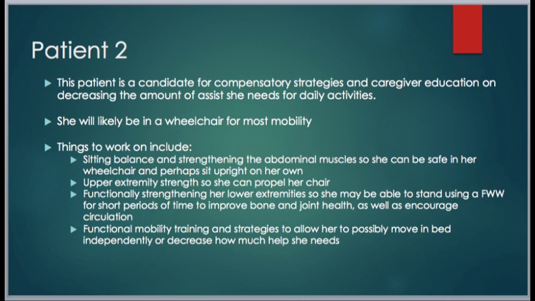You're going to want to functionally strengthen the lower extremities so she may be able to stand using a walker for short periods of time. Although she's unlikely to ever stand independently, we do know that weight bearing on the lower extremities will improve bone, joint, and health, as well as encourage circulation. And finally, you're going to want to address functional mobility training and strategies. She may never be independent in those things, but if she can move more efficiently in bed, it's possible for her caregivers to have to do less work in order for her to move throughout her environment.